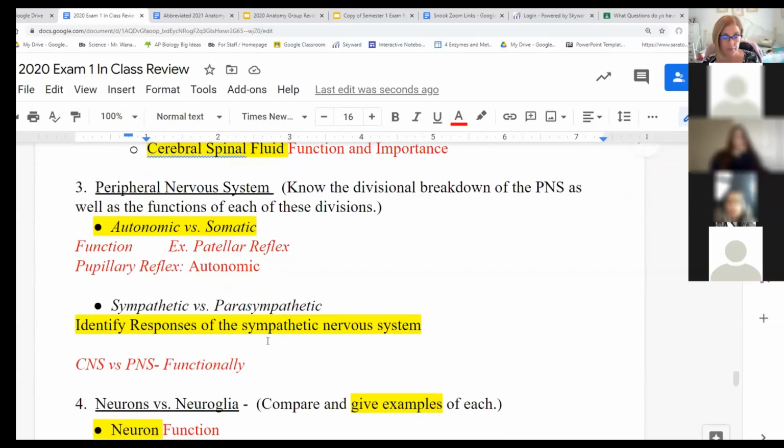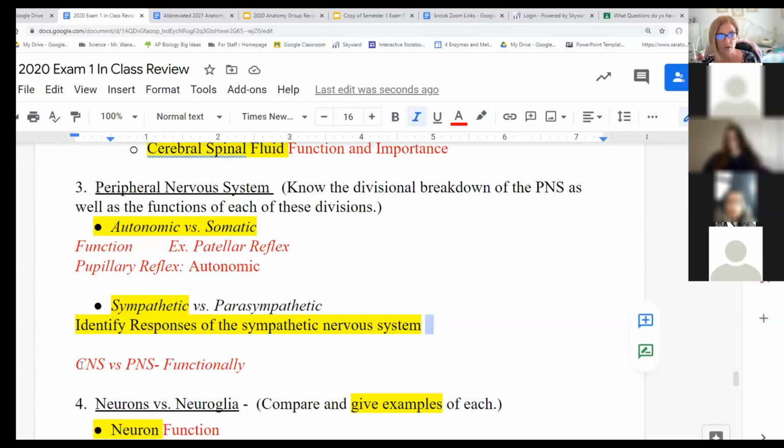Sympathetic versus parasympathetic, you will have sympathetic on the test. So you'll have a multiple choice question. It'll list a bunch of actions. Remember, sympathetic is fight or flight. So you want to pick the one that only has to do with fight or flight, not rest and digest. Most of these are speeding things up.